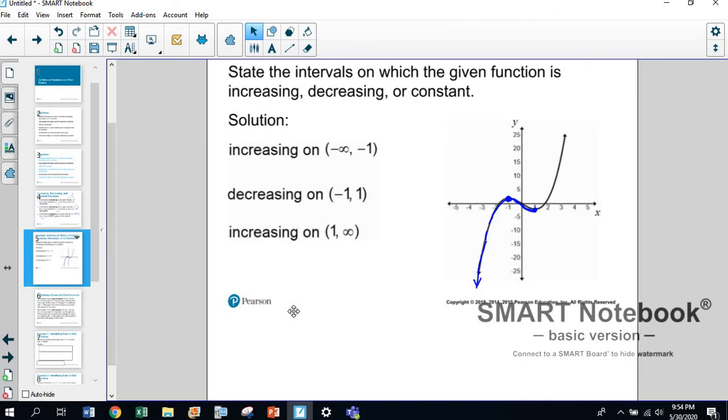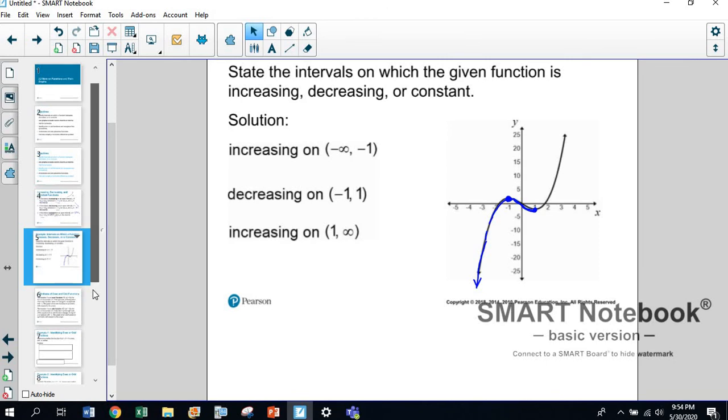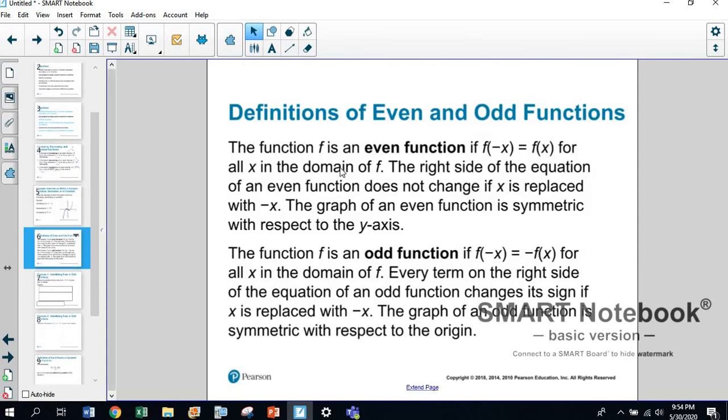I will never give you points that are weird, right? If it looks like it stops going up at -1, it is -1. It's not -1.2 or something weird like that. All right, I'll be nice to you. It's pretty simple stuff. Read it right off the graph. Okay? So next, we're going to talk about even and odd functions.